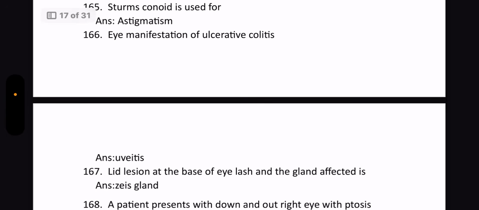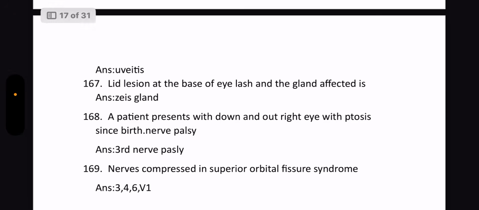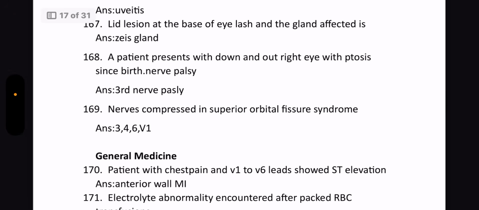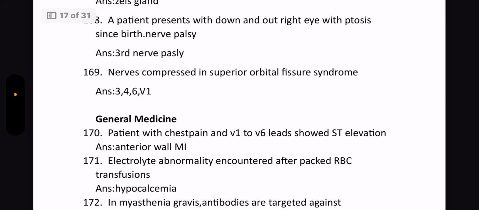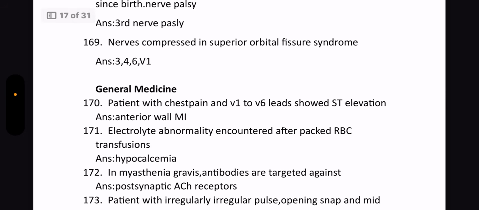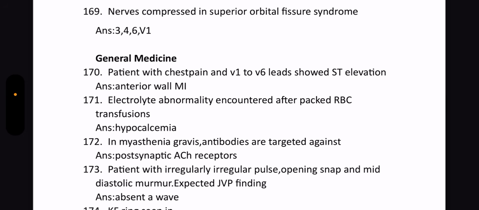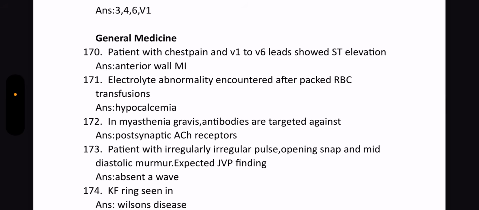Next, sturm's conoid is seen in astigmatism. Eye manifestation of ulcerative colitis, uveitis. Next, a lid lesion at the base of the eyelash and gland affected is Zeis gland. This patient presents with down and out right eye with ptosis since birth, third nerve palsy. Nerves compressed in superior orbital fissure syndrome are 3, 4, 6 and V1.